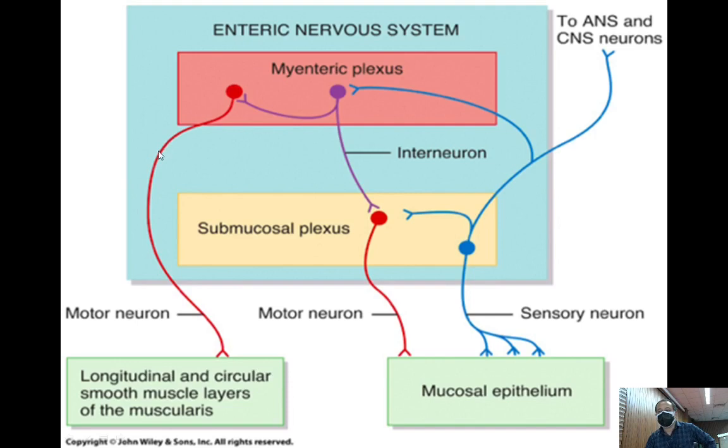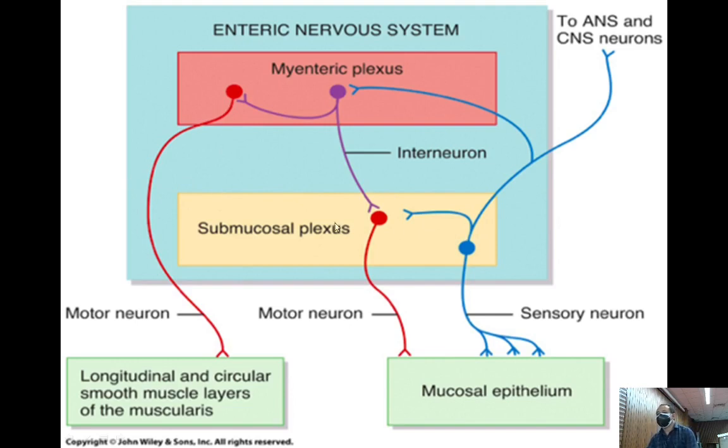Sphincters behave like doors between different parts of the GIT. They open and they close. When they constrict, they close. When they dilate, they open. Therefore, they regulate the movement of chyme from one part of the GIT to another.